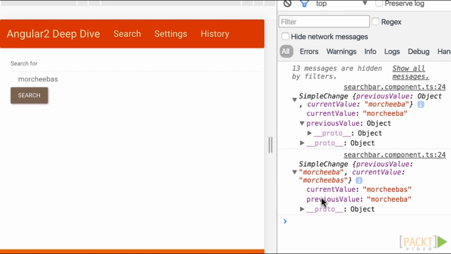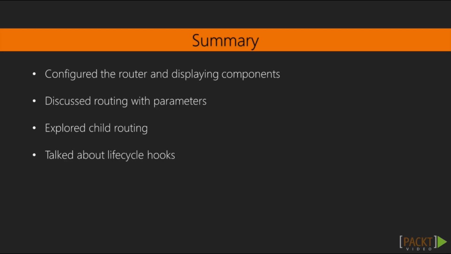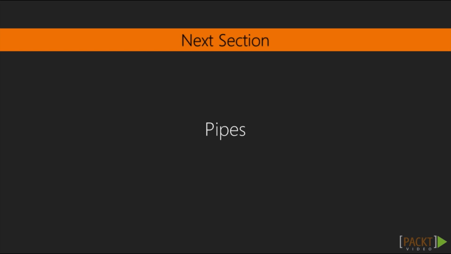In this video, we learned about the optional component methods called lifecycle hooks, and saw a few examples of core hooks as well as router-defined hooks. This concludes the section on routing, which allows us to create several pages in the application and navigate between them. In the next section, we'll talk about pipes, which are declarative transformations of the data straight in the template.